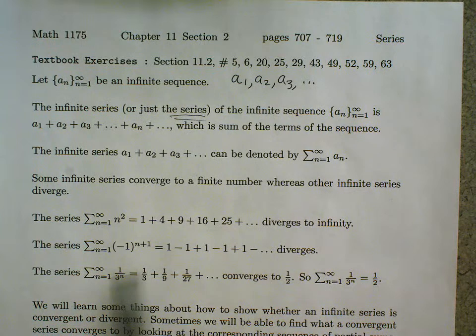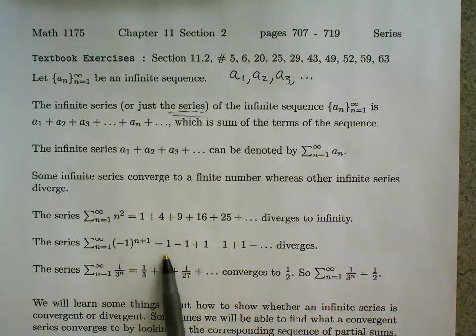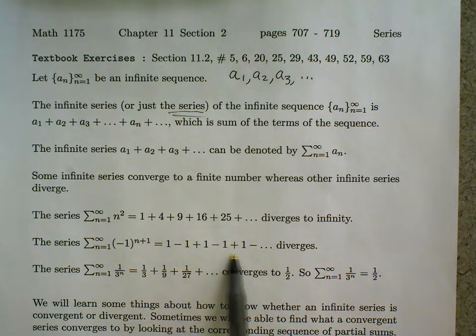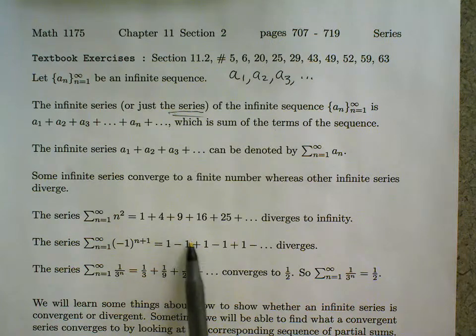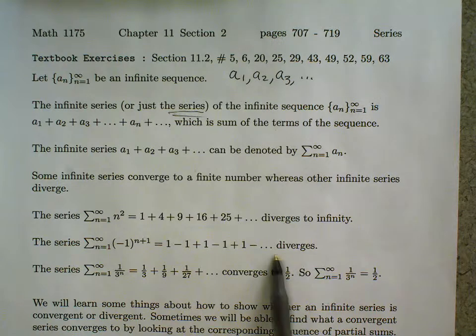This next example of an infinite series, the terms are (-1) to the n plus 1. So when we add those, we have +1, -1, +1, -1, +1. So each of the partial sums oscillates between 1 and 0. So it doesn't get close to any number, it just oscillates between 1 and 0, so we say that it diverges.